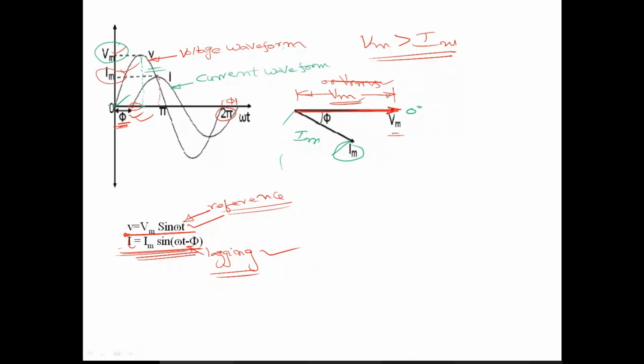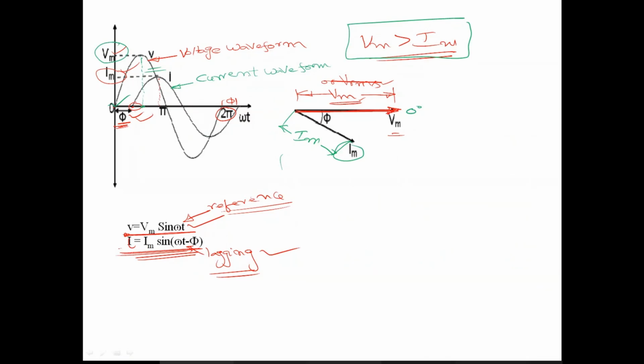So in the waveform, as we know, Vm is greater than Im, so the length of Vm is more than the length of Im. See, I have drawn it that way here. The length of the current phasor is less than the length of the voltage phasor because Vm is greater than Im, or Im is less than Vm. Here I have drawn this phasor Im below this Vm.